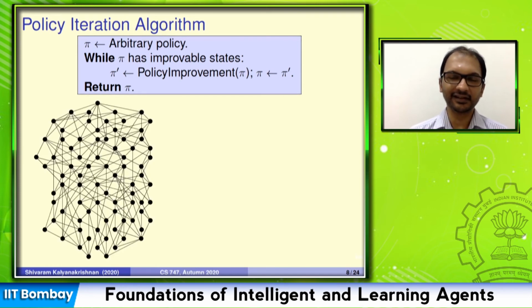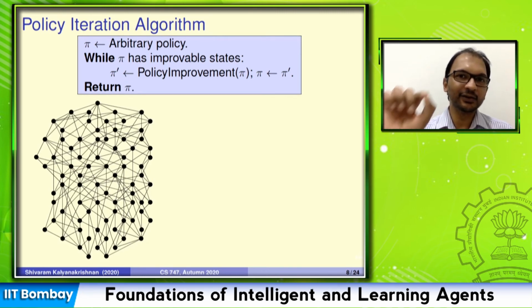It's helpful to look at a picture to think about how policy iteration works. What I have drawn here is a graph in which each vertex is a policy, and there is a line connecting two policies.